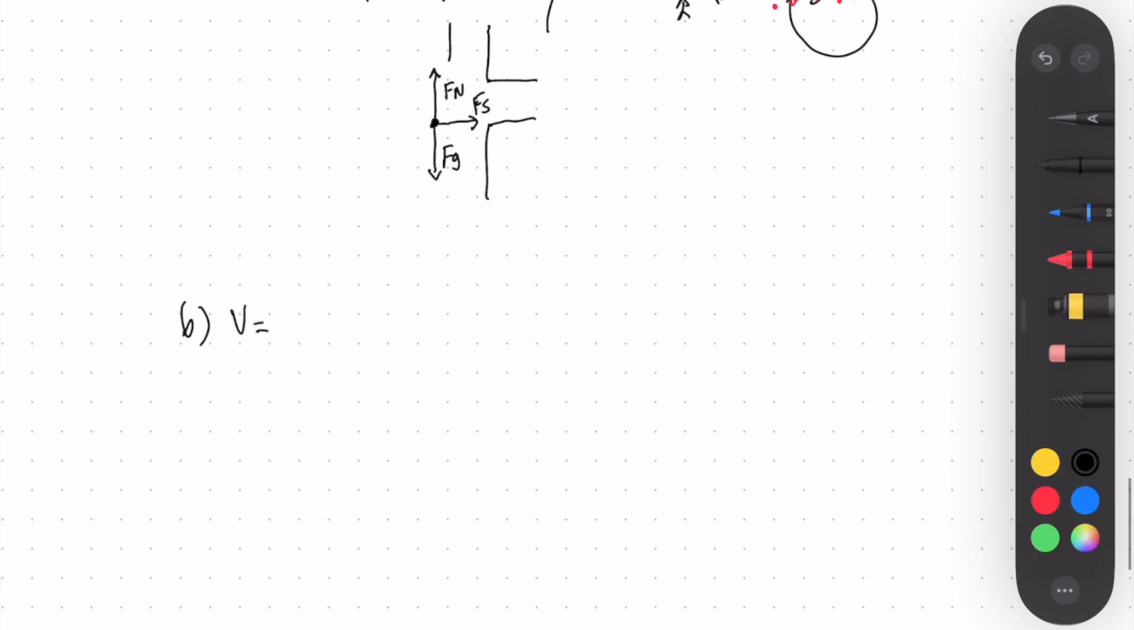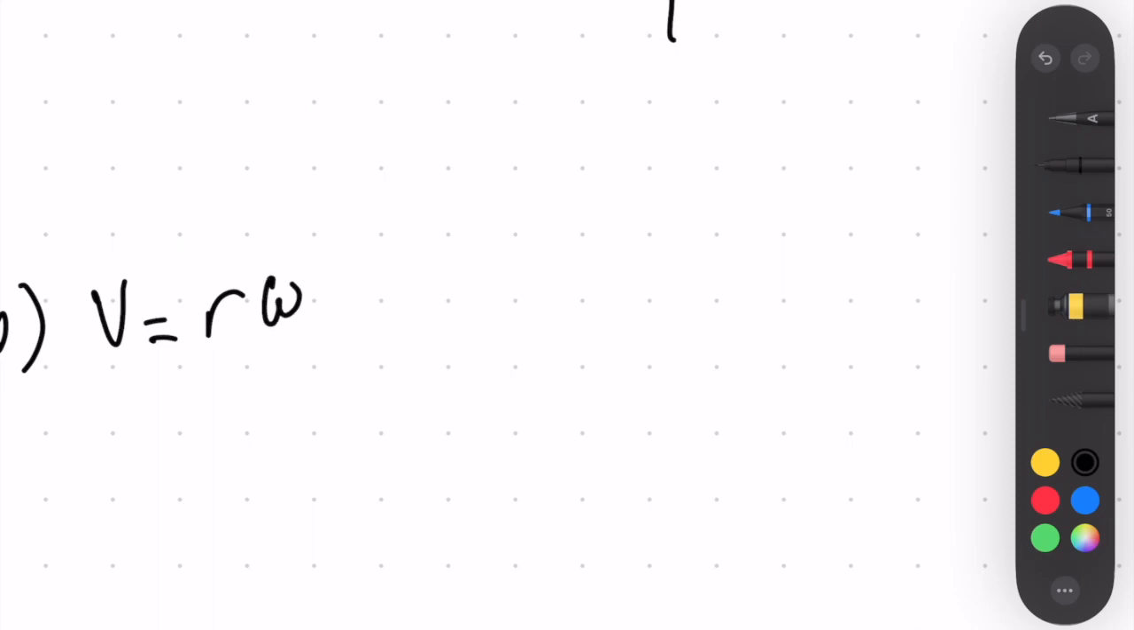We want to figure out the speed of the car in units of meters per second. Now, for v, and we mentioned this earlier with the astronaut problem, right? We have it defined as the radius times your angular velocity, or we can expand that and say that it's equal to 2 pi r over t, right? So 2 pi r over our period here.